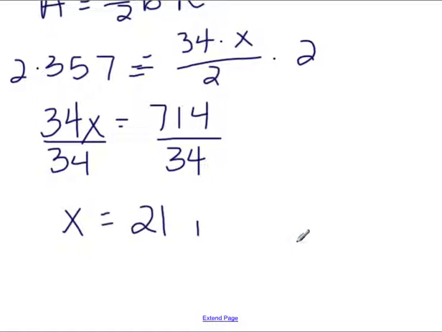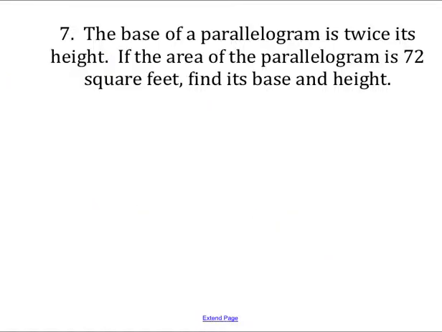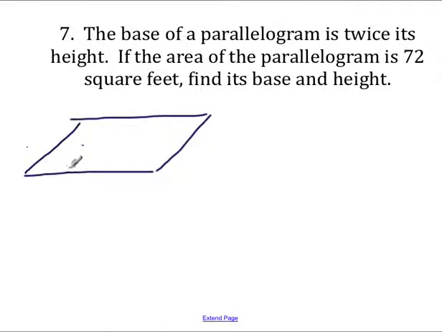All right, so now I want to take a look at that very last problem. For the last problem, it says that the base of a parallelogram is twice the height. If the area of the parallelogram is 72 square feet, find its base and its height. Let's go ahead and draw that out. We have a parallelogram here, and here's our height, and here's our base. I'm going to let H represent height. So that's H tall. Then it says that the base is twice the height, so we need to take 2 times the height.